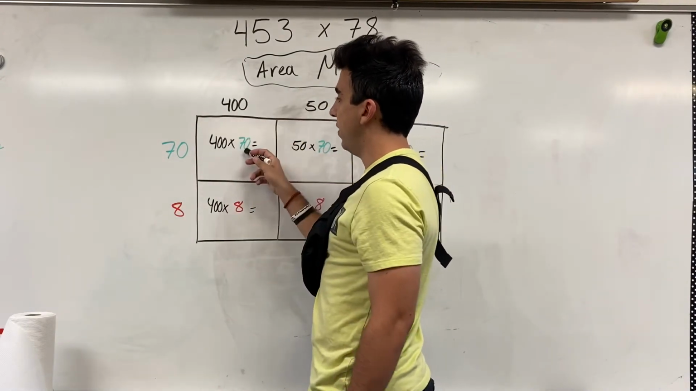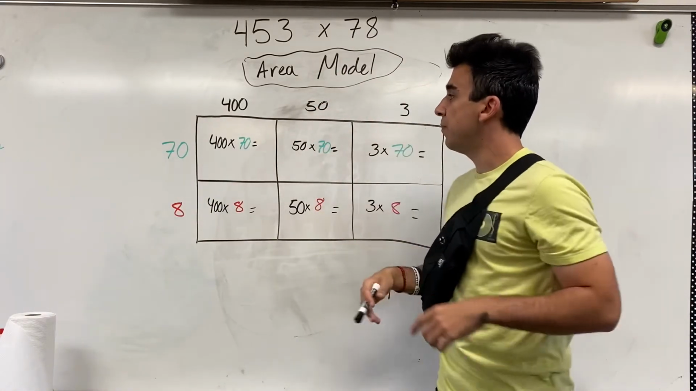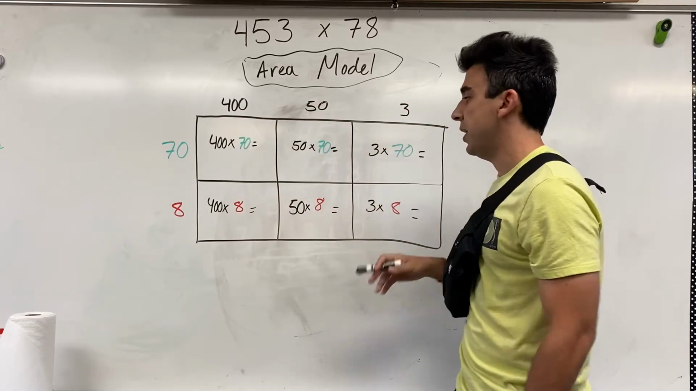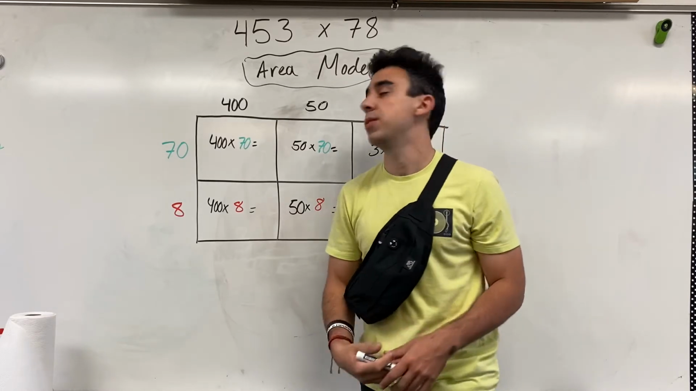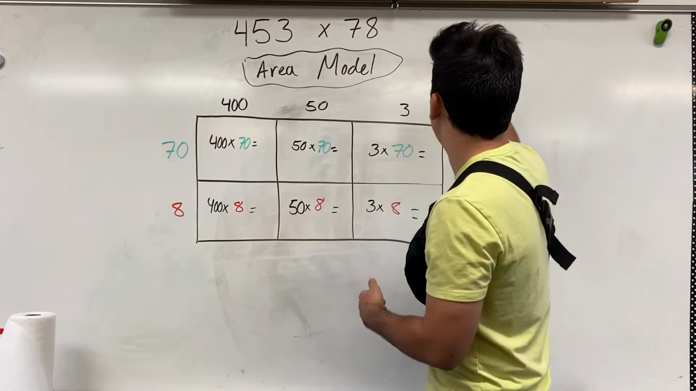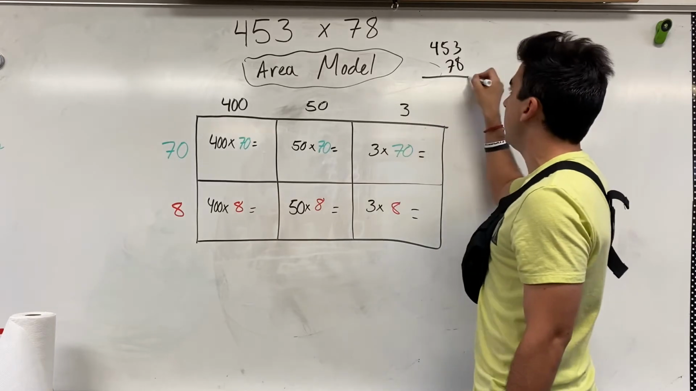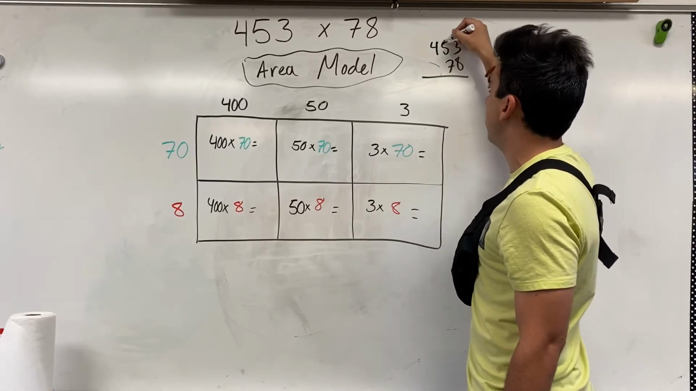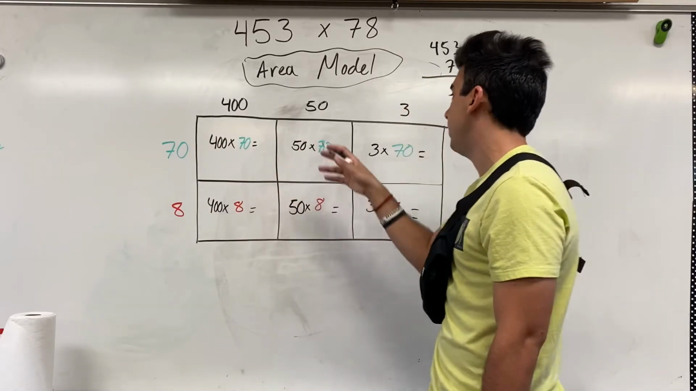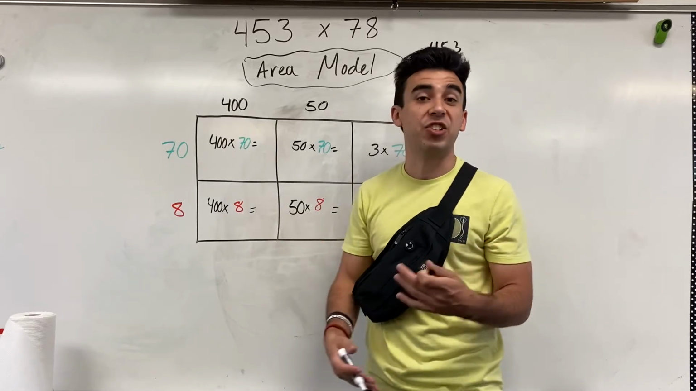So 400 and 70, 50 and 70, and 3 and 70. And the same for 8: 400 and 8, 50 and 8, and 3 and 8. And that will all be multiplication problems. Why we do this is to break apart the place values so you know that when we're going to multiply 453 by 78, it's not truly 7 times 3 or 7 times 5, 7 times 4. It's actually 70 times 400, 70 times 50, 70 times 3. So it gives you a better visualization of what the numbers actually look like.